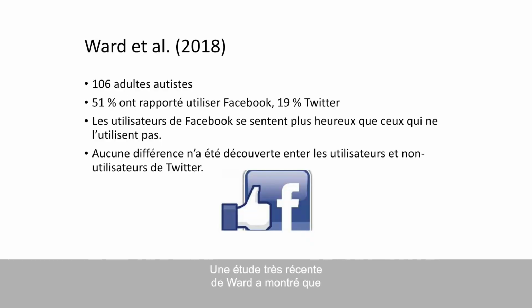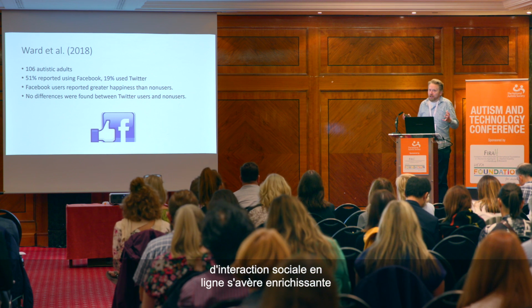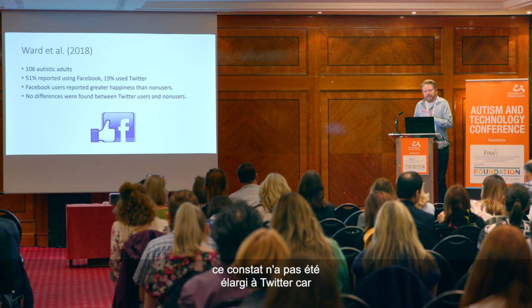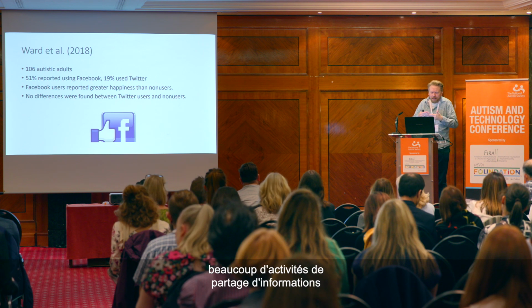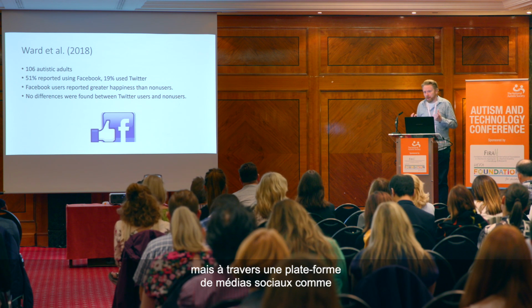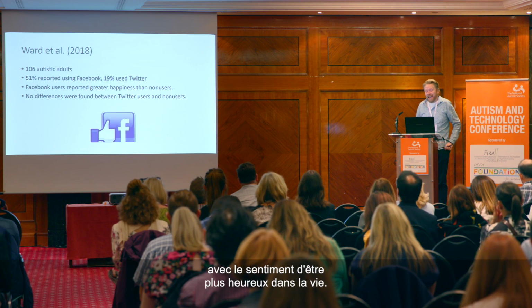A very recent study by Ward looked at 106 autistic adults and found that half of them used Facebook, about 20% were using Twitter, and those using Facebook reported greater happiness than people who weren't. So again, it suggests that this kind of online social interaction is found to be rewarding. This finding didn't extend to Twitter, and they argued that Twitter can often be not so much social as a lot of information-sharing activity. So they didn't get this effect for Twitter, but through a social media platform like Facebook, they did find it was associated with a sense of feeling happier in life.